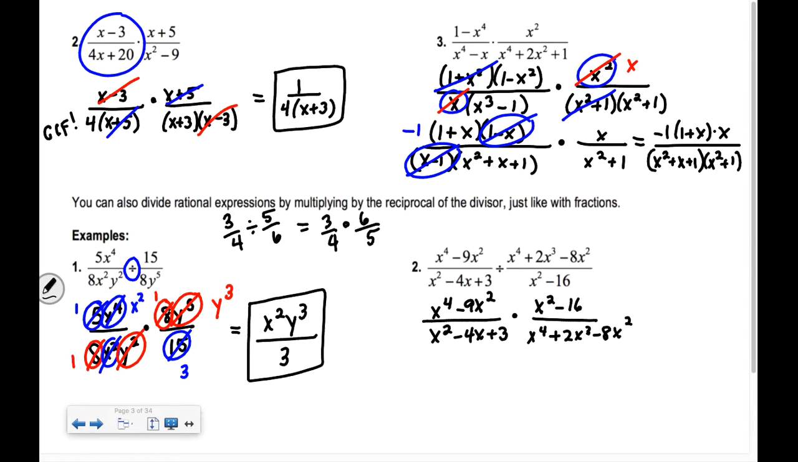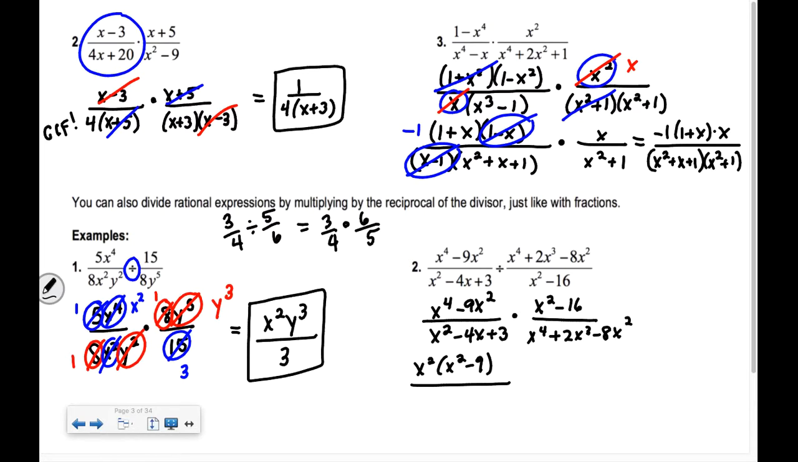So kind of try it along with me. So think, are there any GCFs that I can pull out? How do I factor these things? So let's start with the x to the 4th minus 9x squared. So the first thing we would do to factor is pull out that GCF. So we should have an x squared, and then I'm left with x squared minus 9. Okay, that will factor further. So we'll leave it for now.